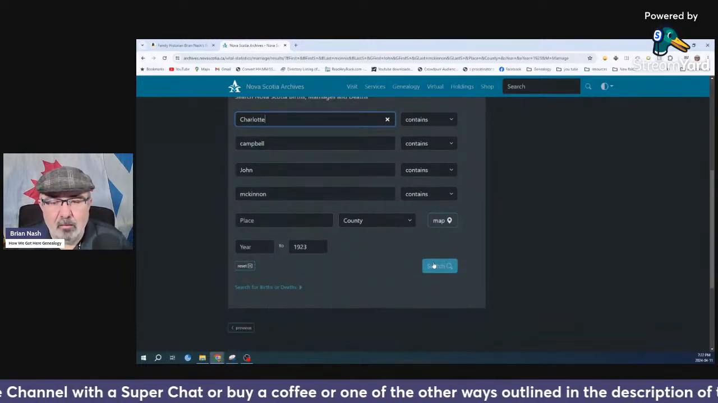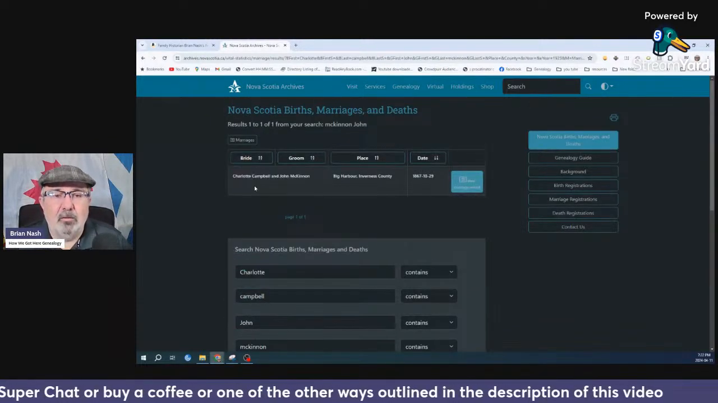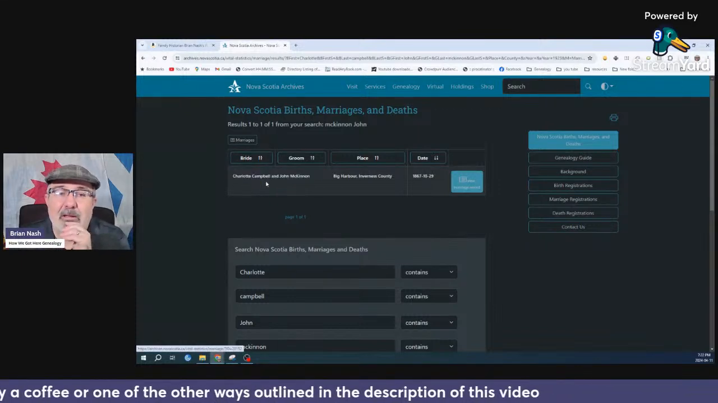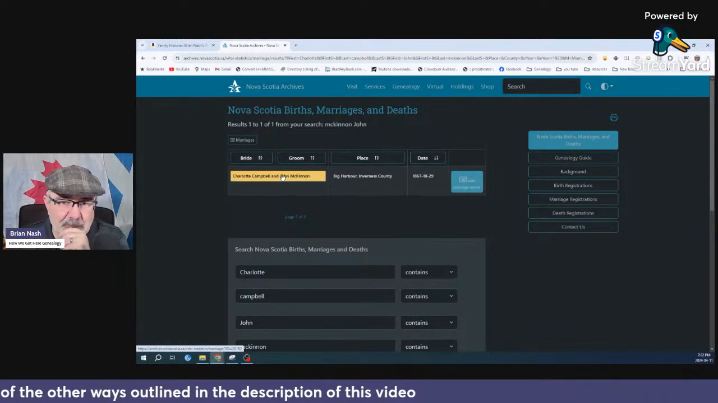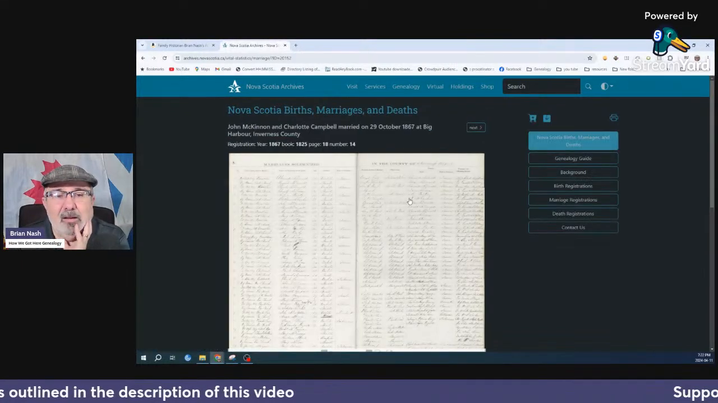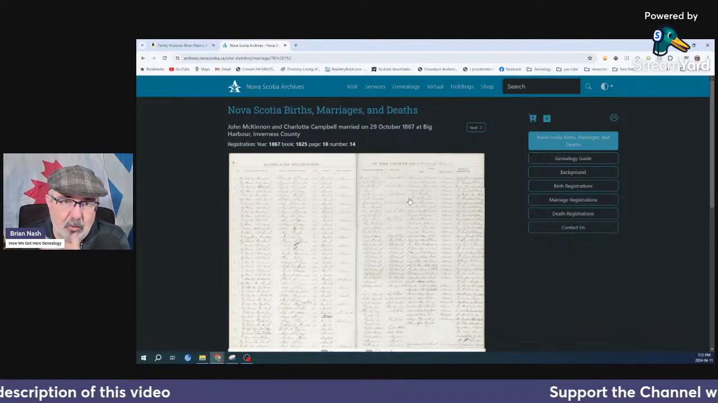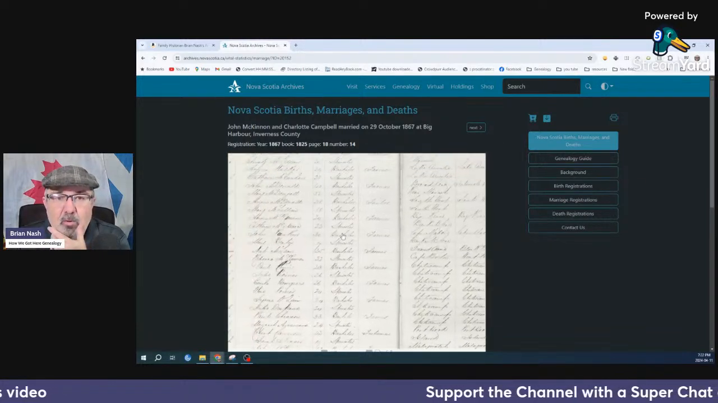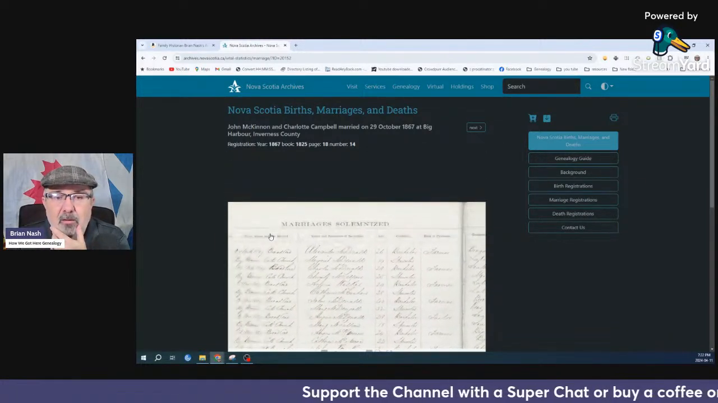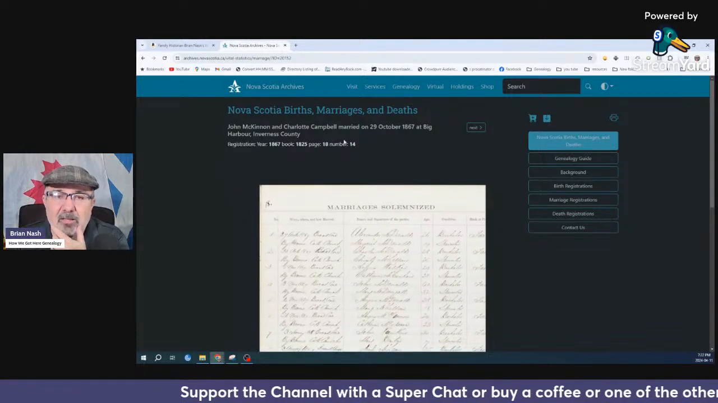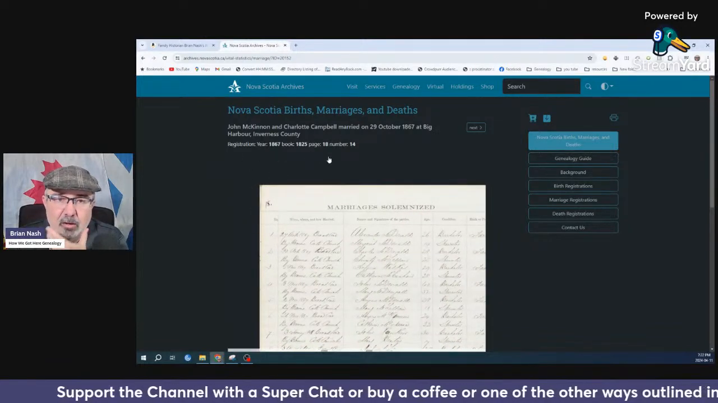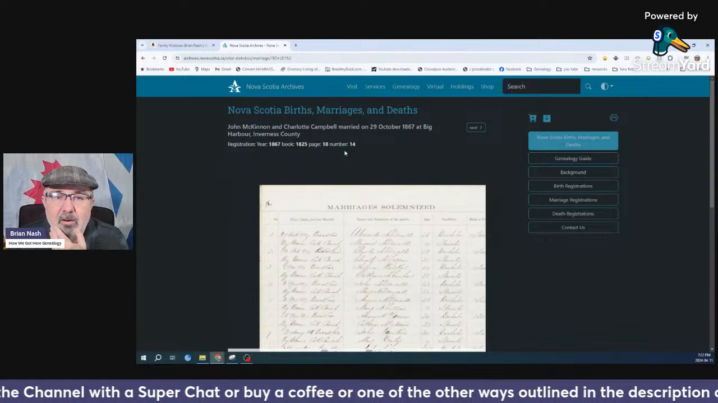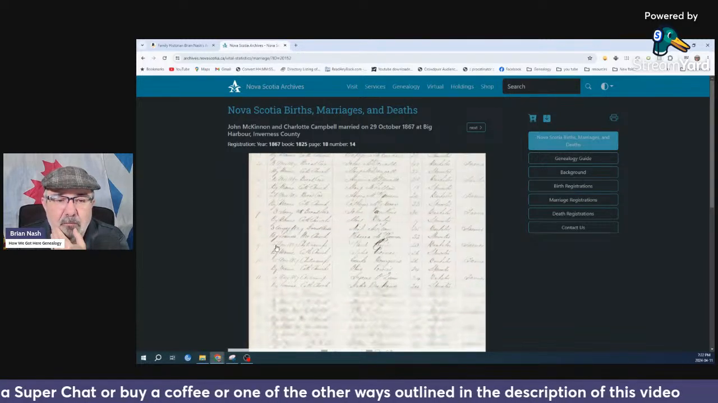I can't remember in this one if it's showing. There we go. Charlotte Campbell and John McKinnon. And this is an example of an older record. As I said, it was recorded in a record book. So this here is really great. It tells me the page I'm looking at, and I should be looking for record 14.